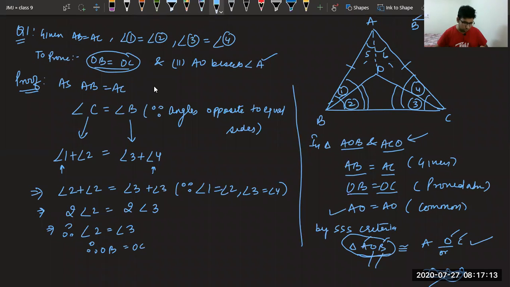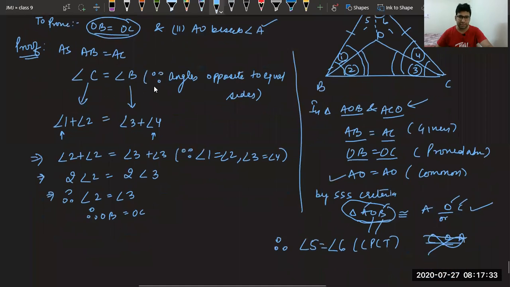So as they are congruent, therefore angle 5 equal to angle 6, by CPCT. And as the angles are equal, we can say AO bisects angle A. Therefore, AO bisects angle A.